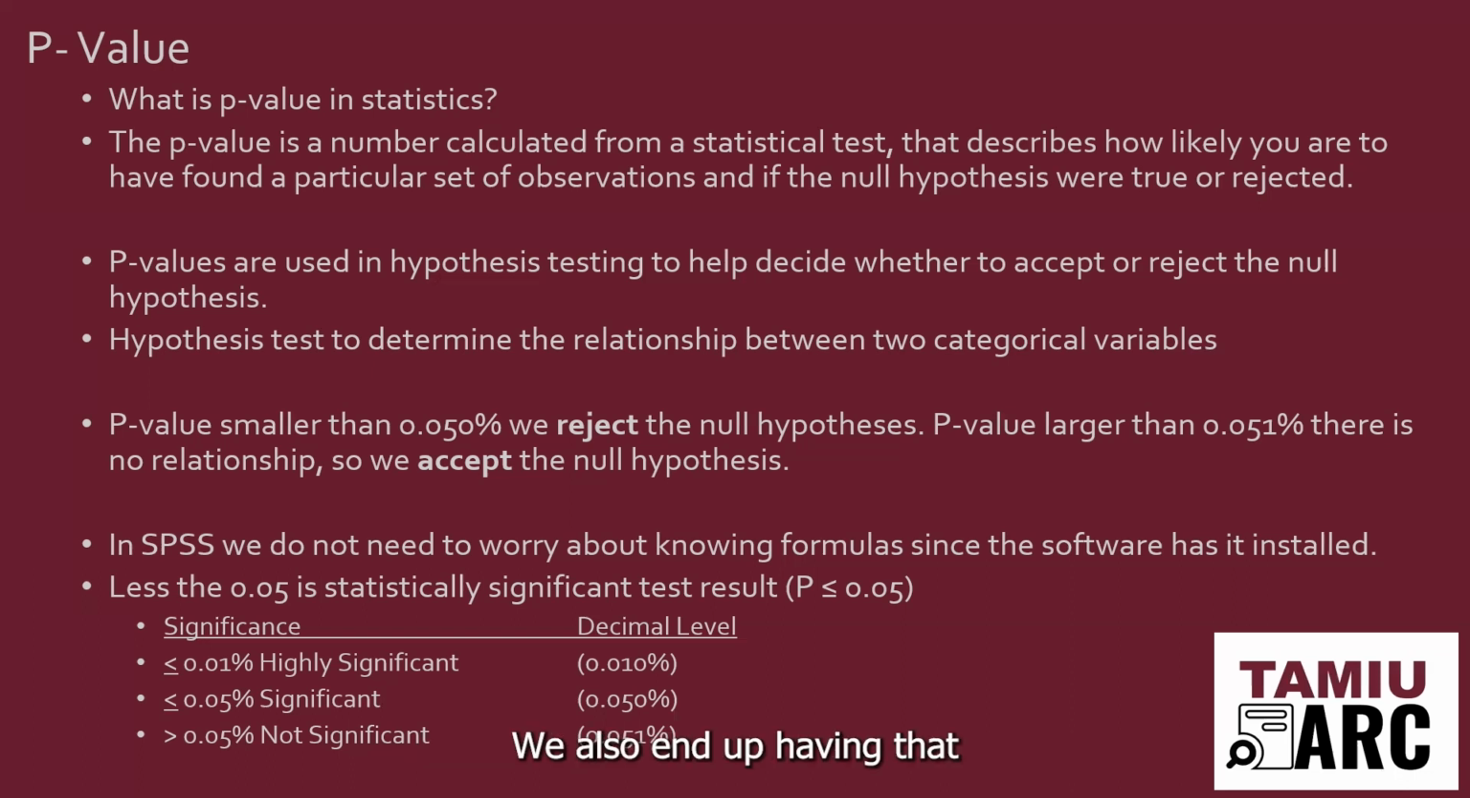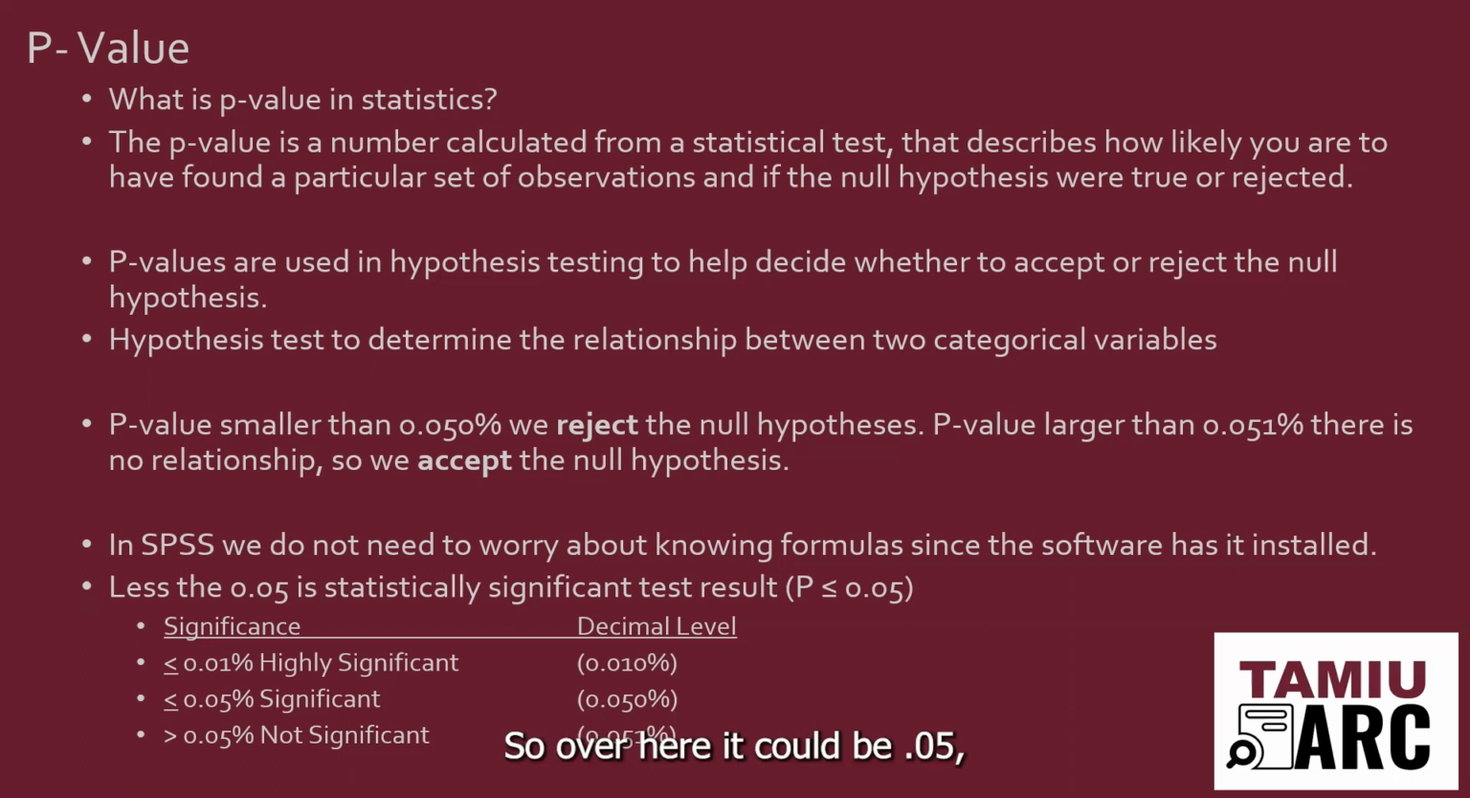Now, significance, we also end up having it where it could be through decimal level or significance level. For instance, less than or equal to 0.1 is highly significant, and that is 0.010. Whereas significant, where it's significance at 95%, it would be 0.05 for significance, and the decimal level would be 0.050. And if it's not significant, it would be greater than 0.5.